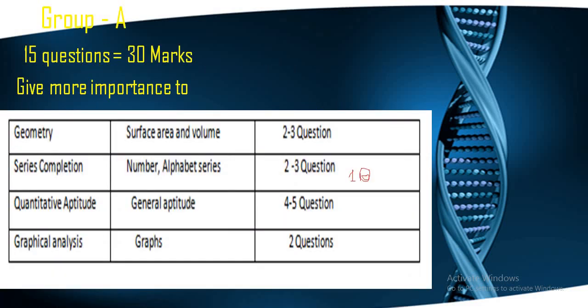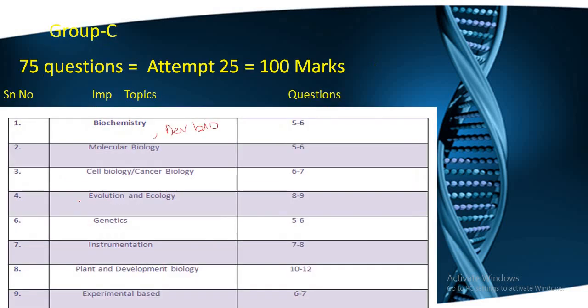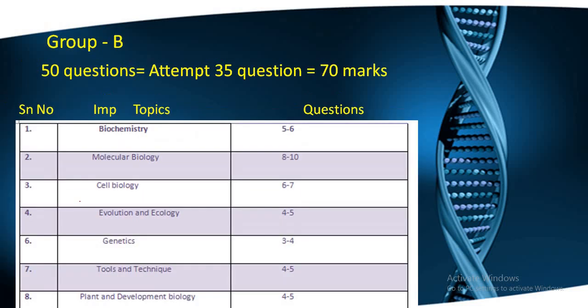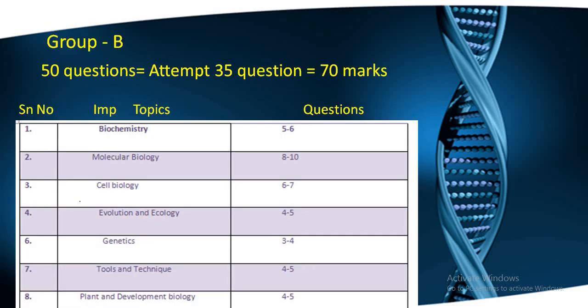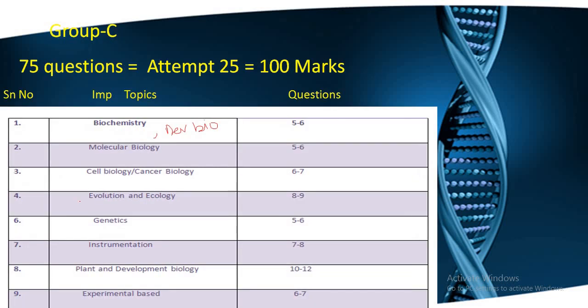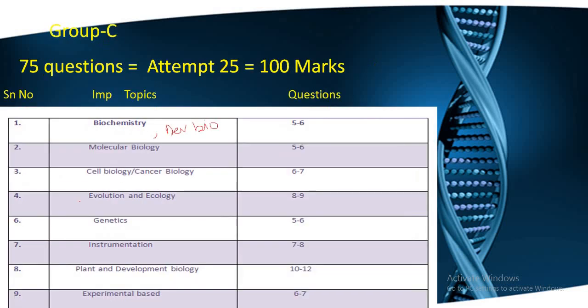And for group A, as I have said, geometry, series completion, quantitative aptitude, graphical analysis, all these are very important. So that part, this group B entire part, and group C. So try to find out the analogy, the biochemistry in both group B and group C we are getting the majority of the questions, so we will go for biochemistry. In molecular biology I am getting 8 to 10 questions in group B, while in group C I am getting around 5 to 6 questions.